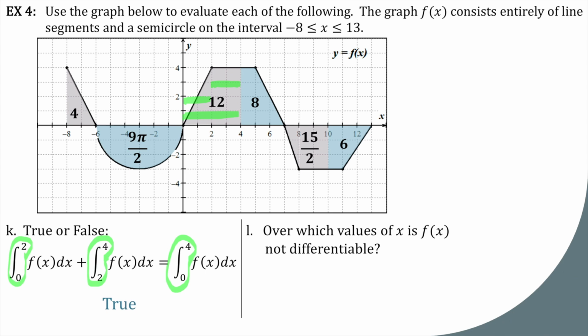And L, over which values of x is f of x not differentiable? Okay, so anytime we've got a cusp or a point on this graph, then we're going to have a non-differentiable point. So at -6, we already saw that, and then at 0, and then at 2, oh my, and then at 5, 7, 8, 11. Wow. It's a very pointy looking graph, isn't it?